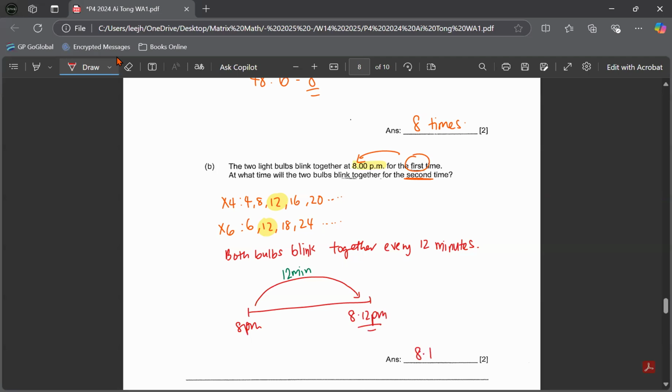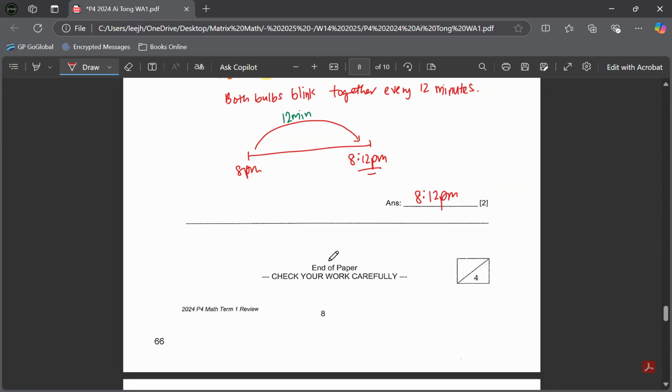So answer is 8:12 p.m. Actually, I think for the timing I put two dots, easier to differentiate the decimal and the time. Okay. So 8:12 p.m. is your answer. Okay, we are done with the exam paper review for this week.